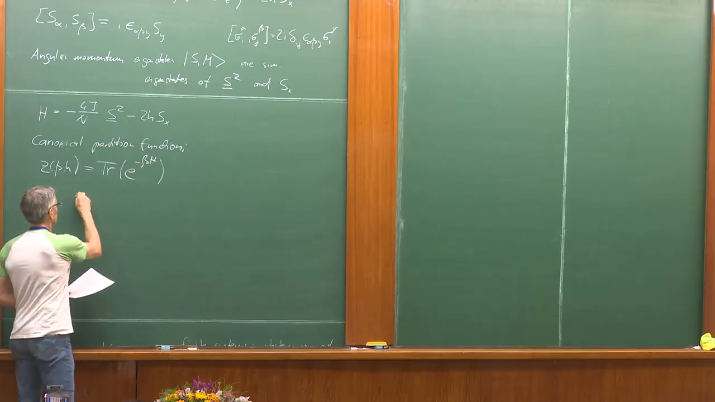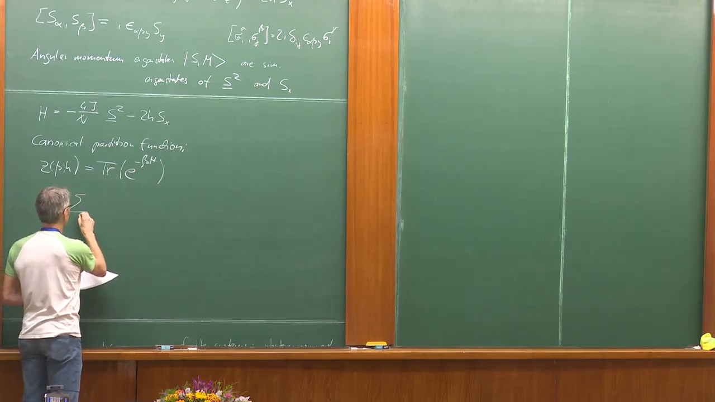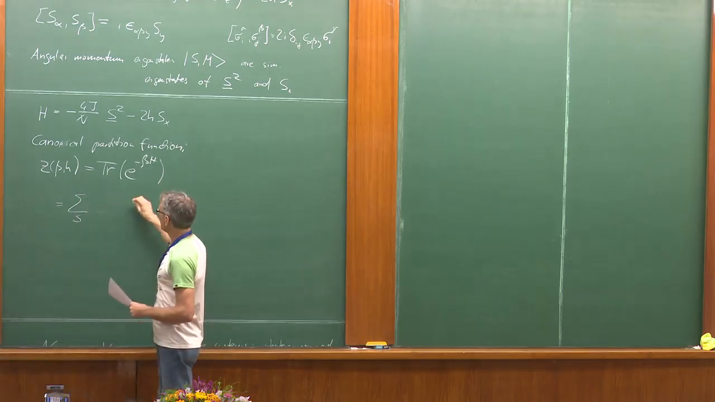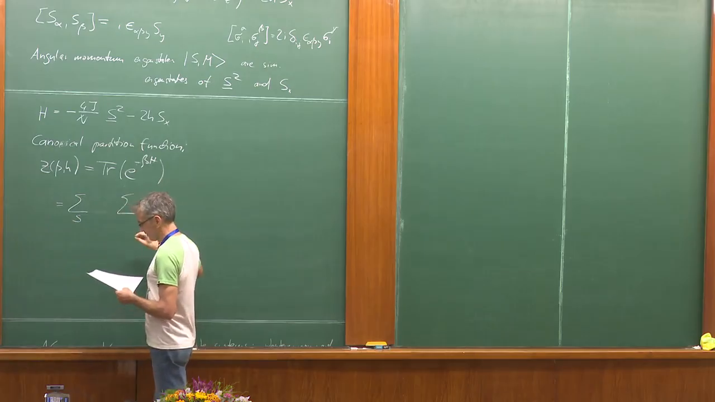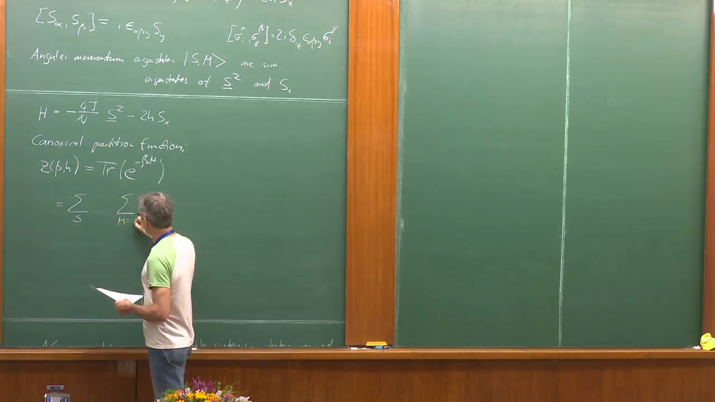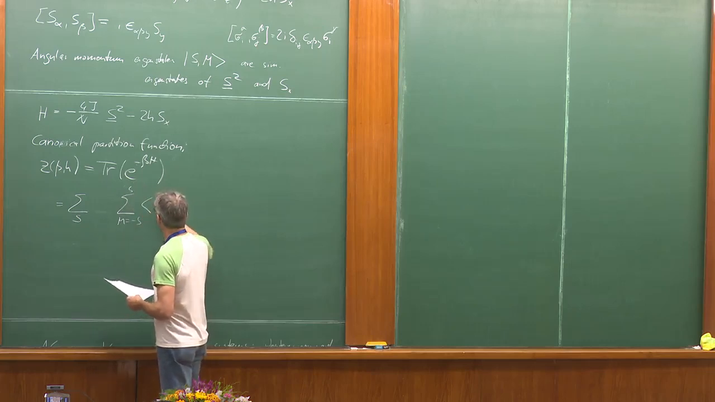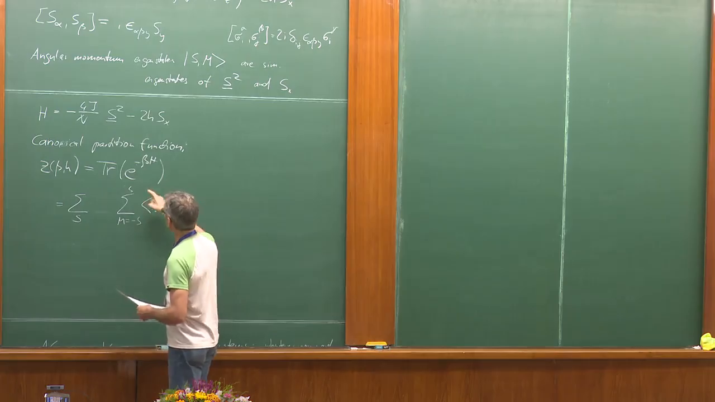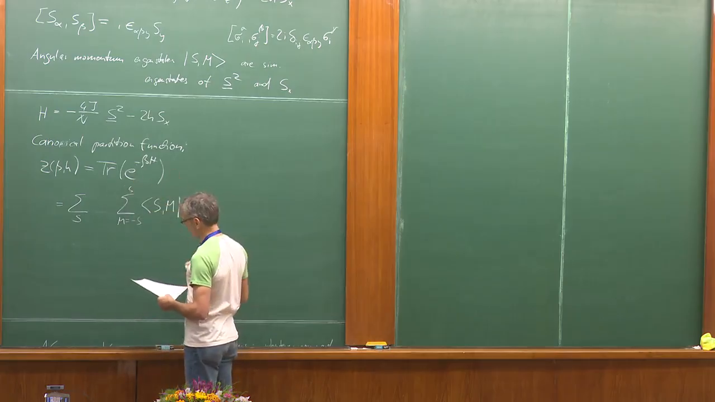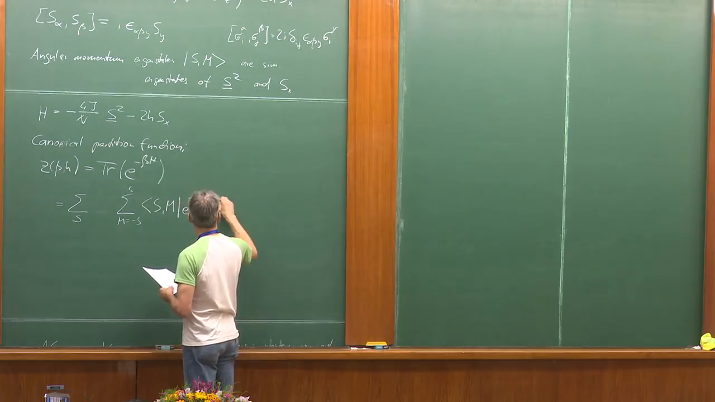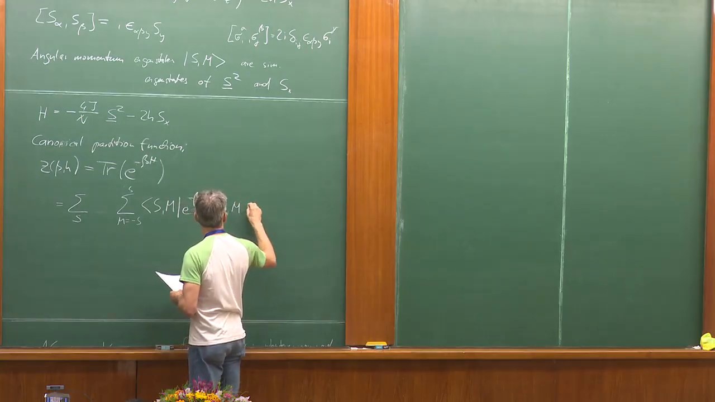And so I have to sum over all the possible values of S. Leave a little space here in your notes because we need to introduce something extra. And then the M values will go from minus S to S. And then for the trace, we look at the diagonal matrix elements of the Boltzmann factor. So we'll have e to the minus beta H, S m.